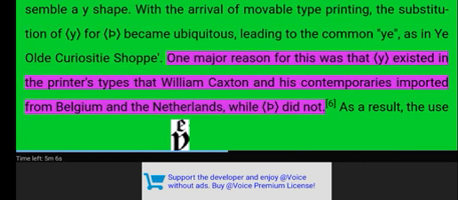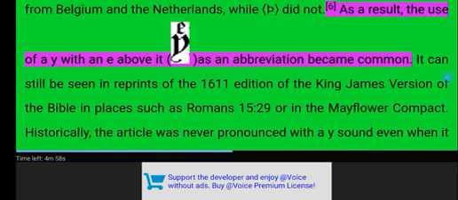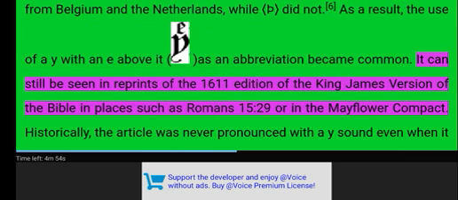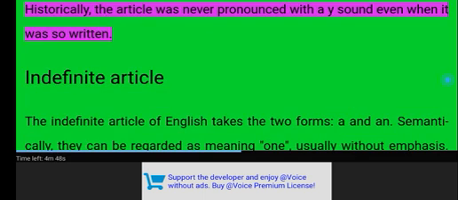One major reason for this was that Y existed in the printer's types that William Caxton and his contemporaries imported from Belgium and the Netherlands, while thorn did not. As a result, the use of Y with an e above it as an abbreviation became common. It can still be seen in reprints of the 1611 edition of the King James Version of the Bible, in places such as Romans 15:29, or in the Mayflower Compact. Historically, the article was never pronounced with a Y sound, even when it was so written.